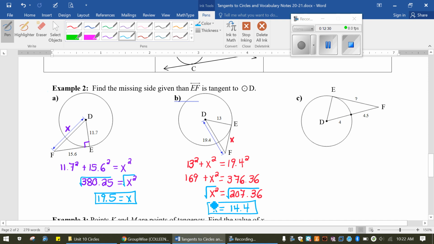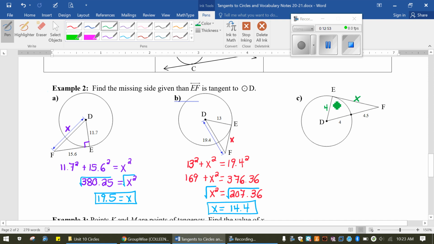Letter C is a little bit trickier. And it's trickier because you're looking for this piece, but you don't have this part right here. The radius of this circle is 4. Well, a radius in a circle, no matter where it is drawn, will always be the same. So that means that this has to be 4 as well.